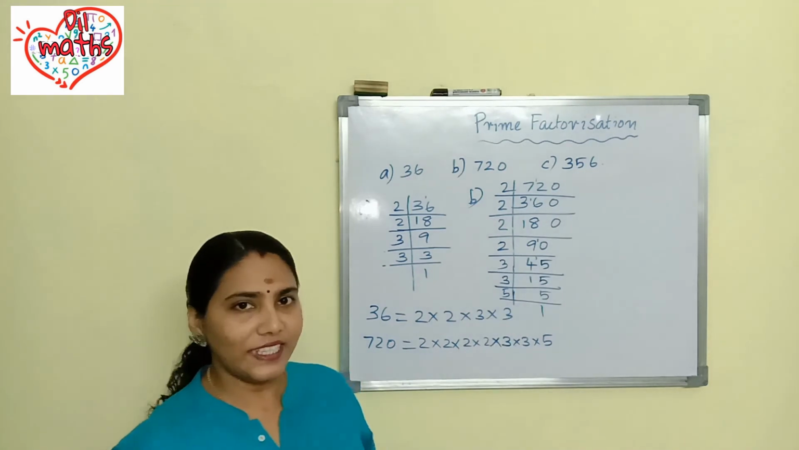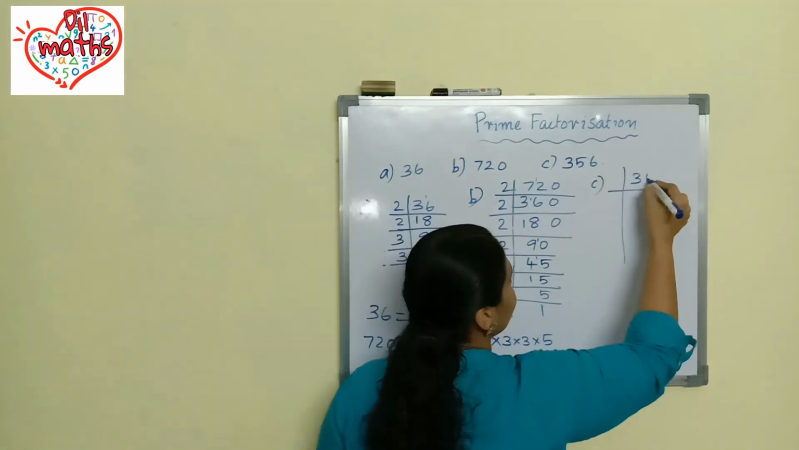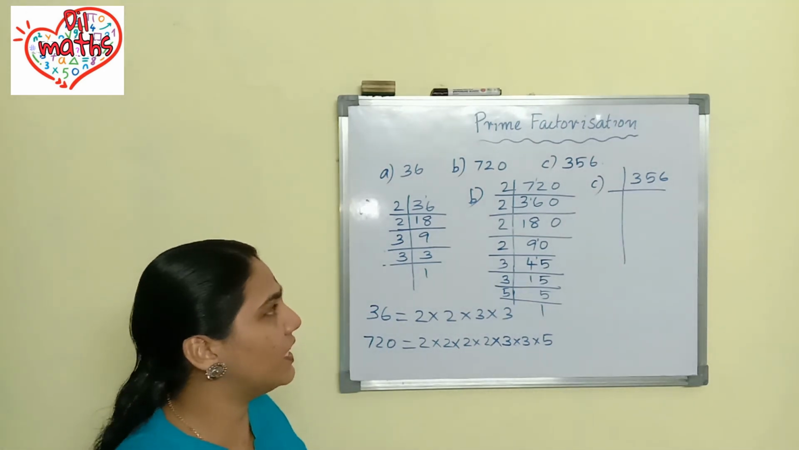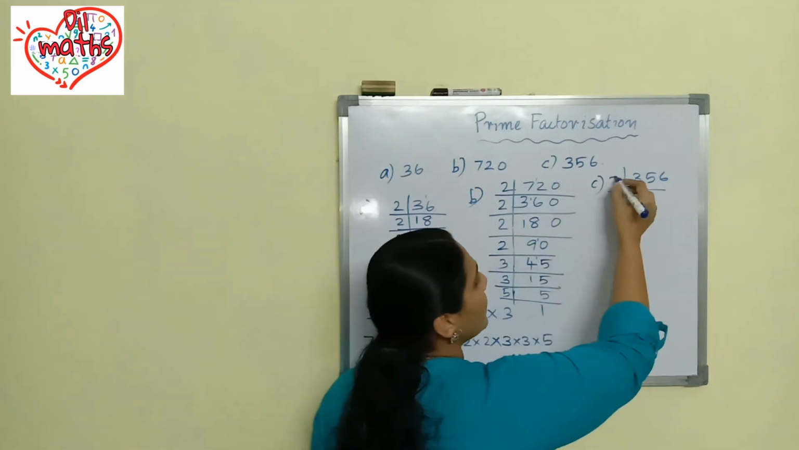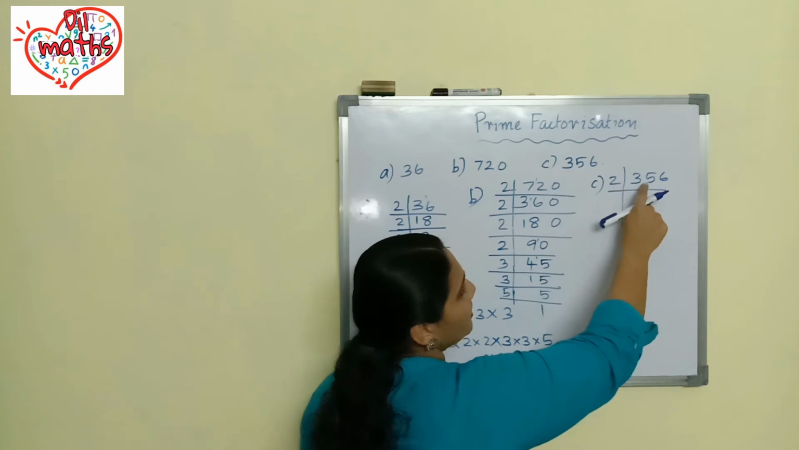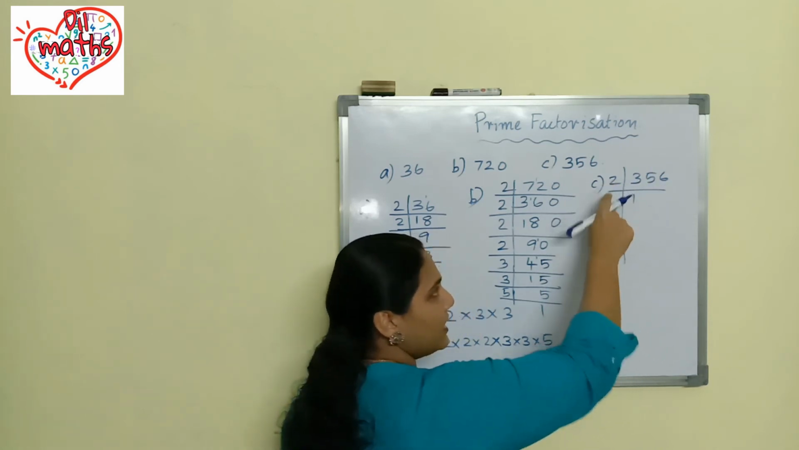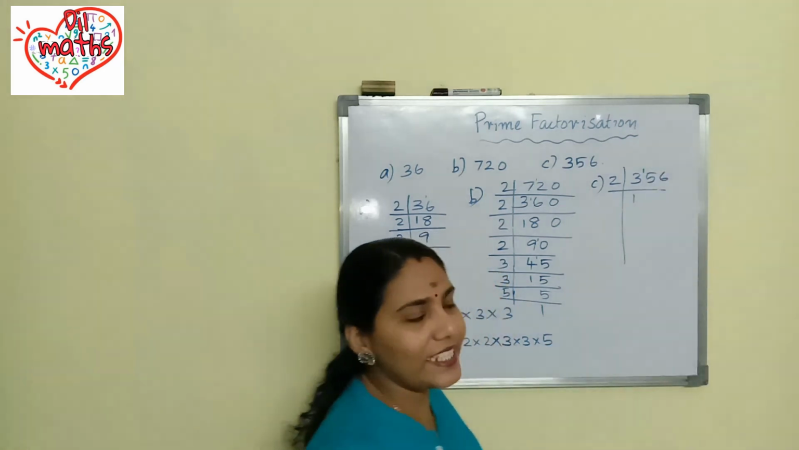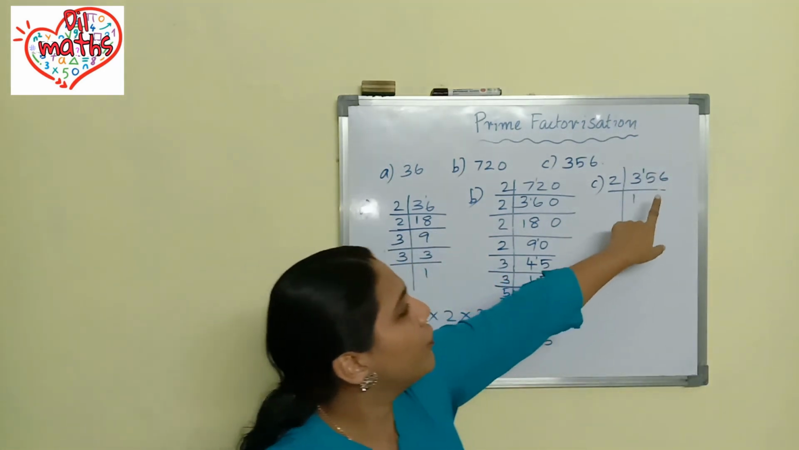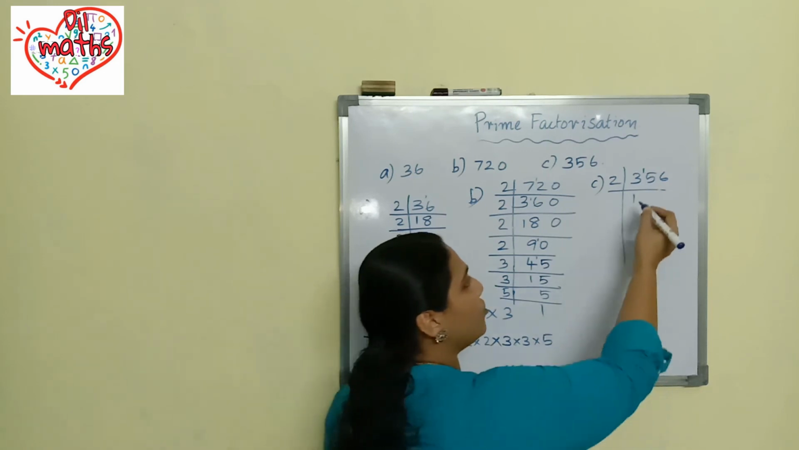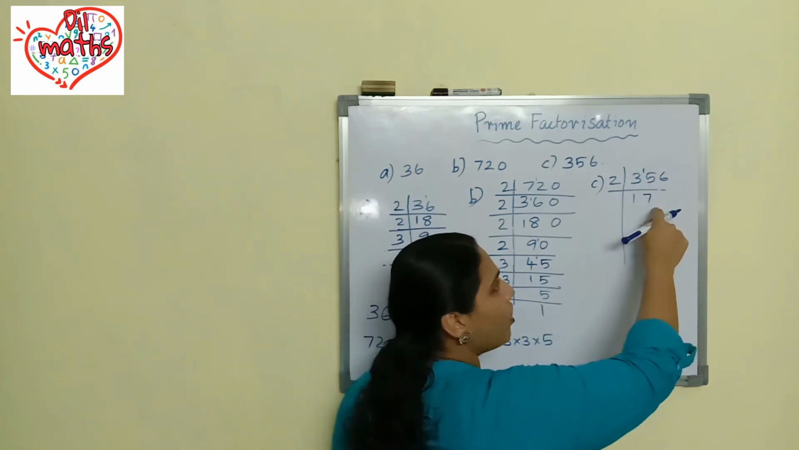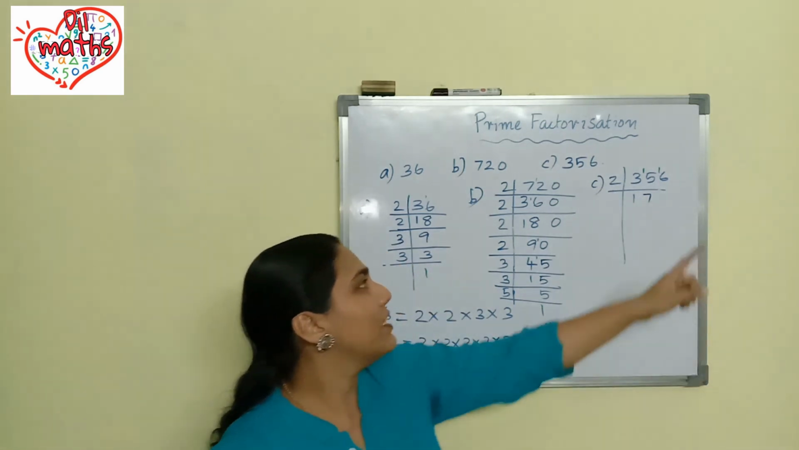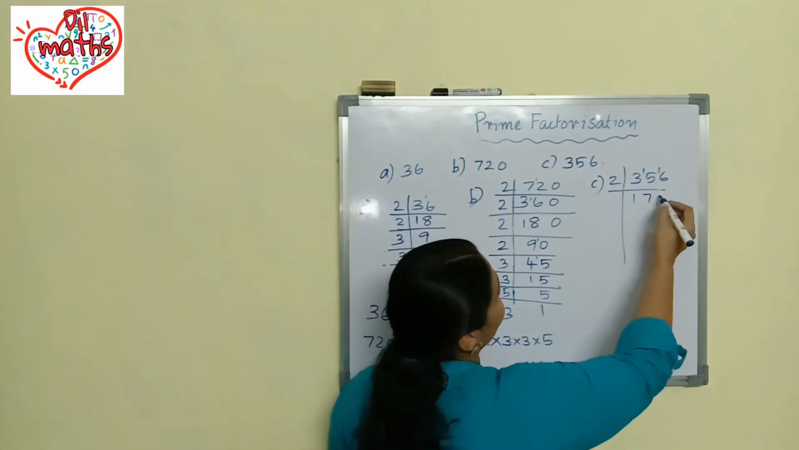Next we will go to 356. In the ones place it is given 6, so you can divide that number by 2. How many times does 2 go into 3? 1 time. 1 2 is 2, and 3 minus 2 is equal to 1. That 1 will carry forward to the next place. 15. 15 divided by 2 is 7. 7 2s are 14. 15 minus 14 is equal to 1. That 1 will carry forward to the next place. 16. 16 divided by 2 is 8.